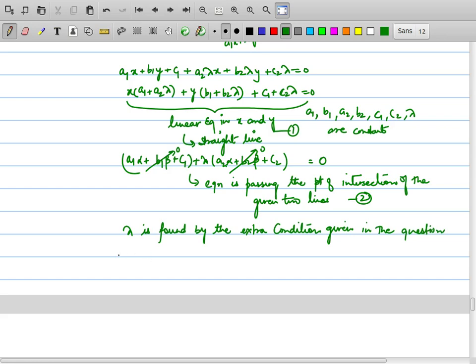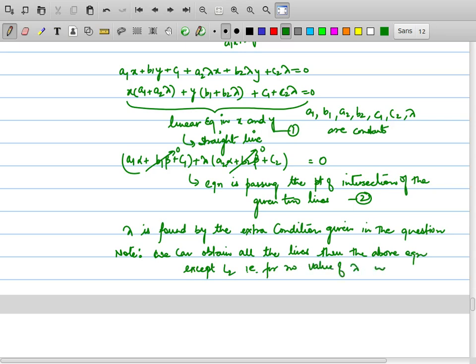One thing we should note, there is a note: we can obtain all the lines through the above equation except L2. That is, for no value of lambda can we obtain L2. We can obtain L1, L1 can be obtained, but L2 cannot be obtained for any value of lambda.